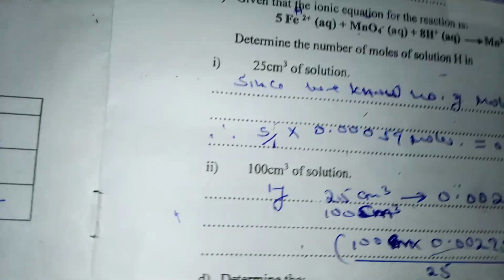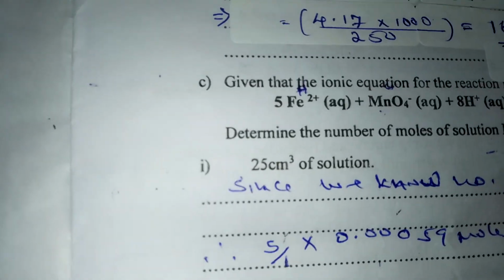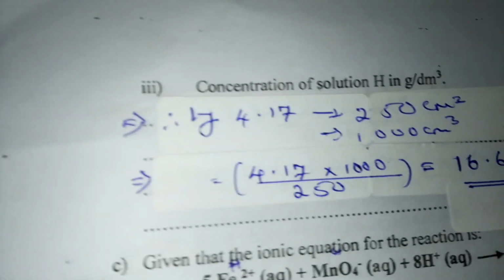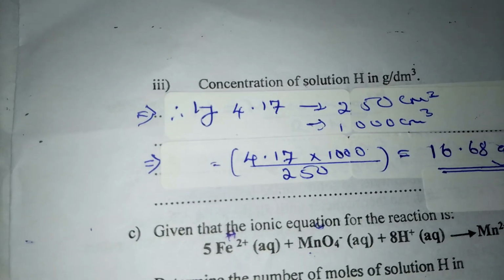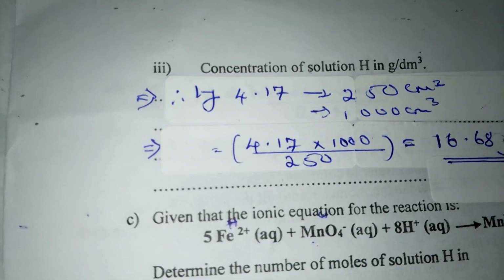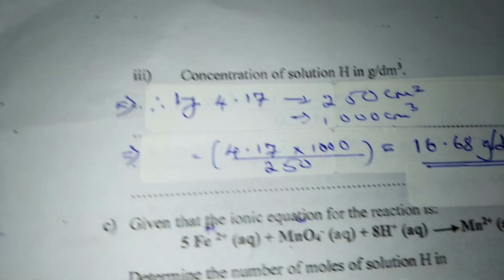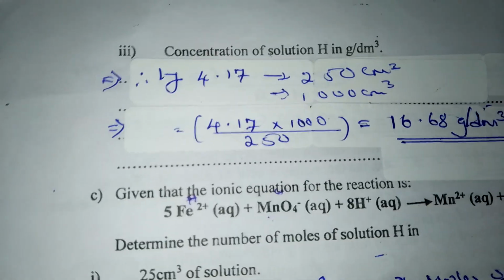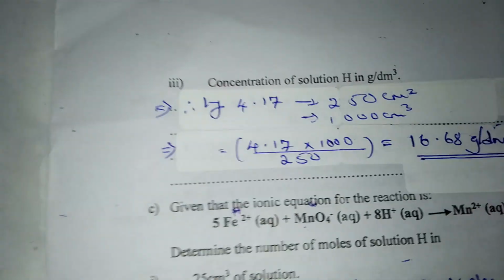Part 3 of that question B, we were told to calculate the concentration of solution H in grams per dm cubed. So we went ahead and equated this one.